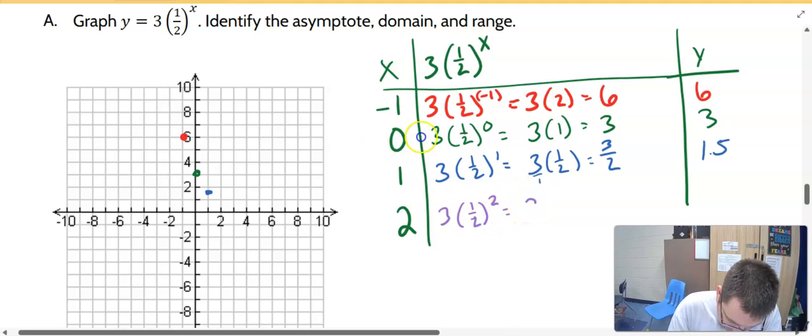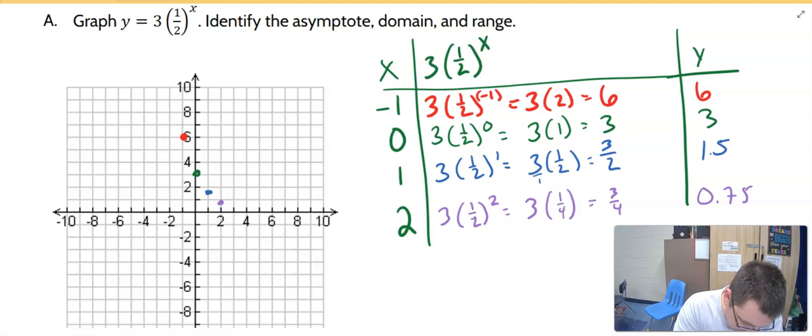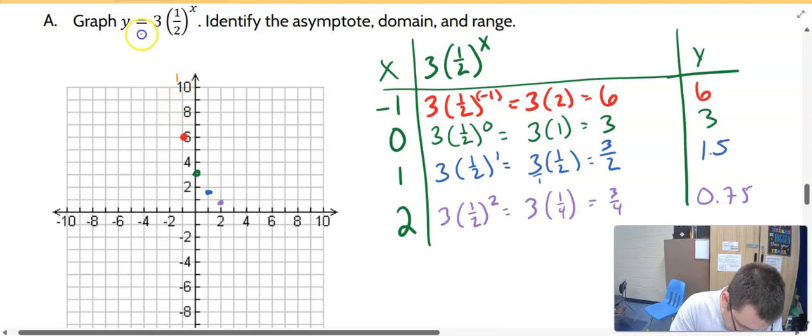And so 1/2 squared is 1/4. And so 3 times 1/4 is 3/4, or 0.75. And so we'd be sitting about here. And so we take those 4 points, we're going to draw our line. And our line is coming down like this.